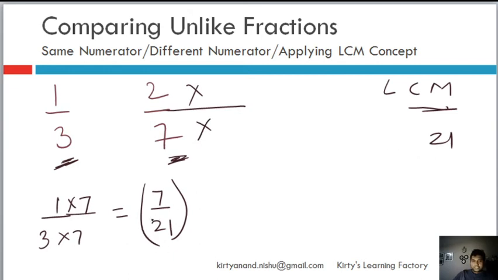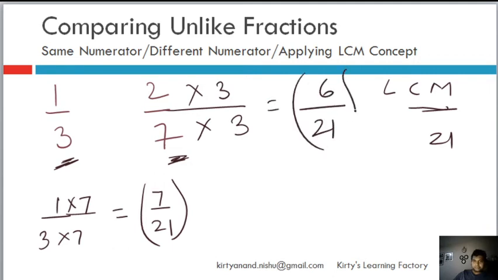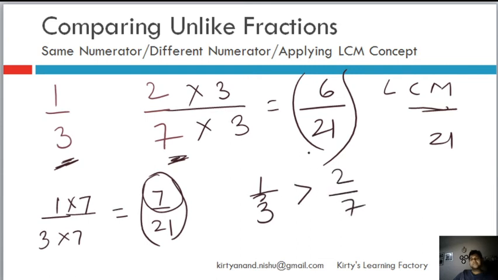now here the denominator is 21. Now we know that 7 can also have a denominator of 21 if we multiply it by 3, and therefore the top is multiplied by 3 too. So this is 6 by 21. So we see that this is 7 parts of 21 and this is 6 parts of 21. So now these two are like fractions and the denominator is the same. So the larger numerator will be larger. Therefore 1 by 3 is greater than 2 by 7. That is as simple as it gets.